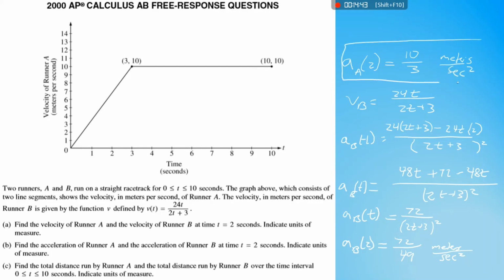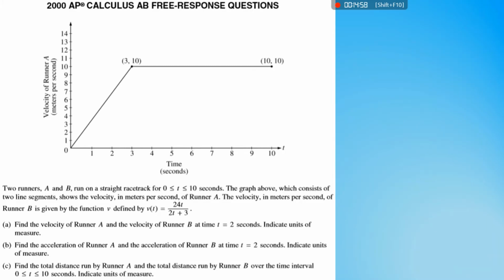Okay, so that's part 1 and part 2. Any questions on A or B? No. Then part C, last one. I want to find the total distance traveled by runner A and by runner B on the interval from 0 to 10 seconds and indicate the units of measure.